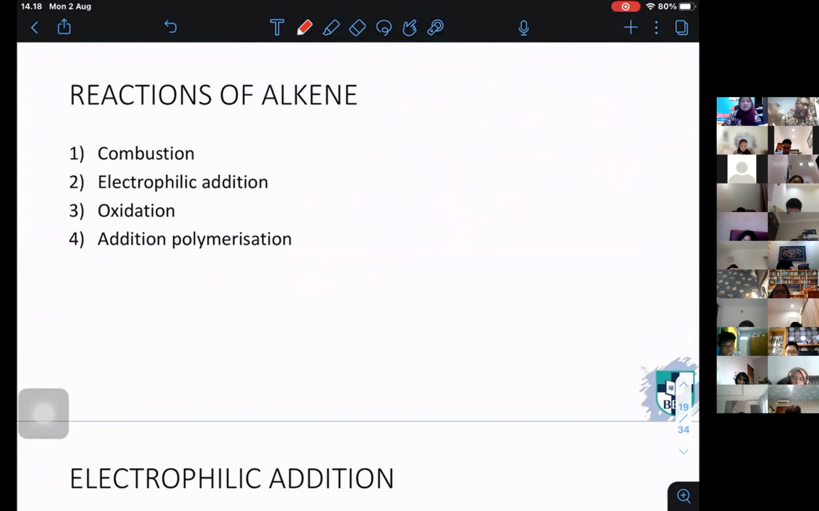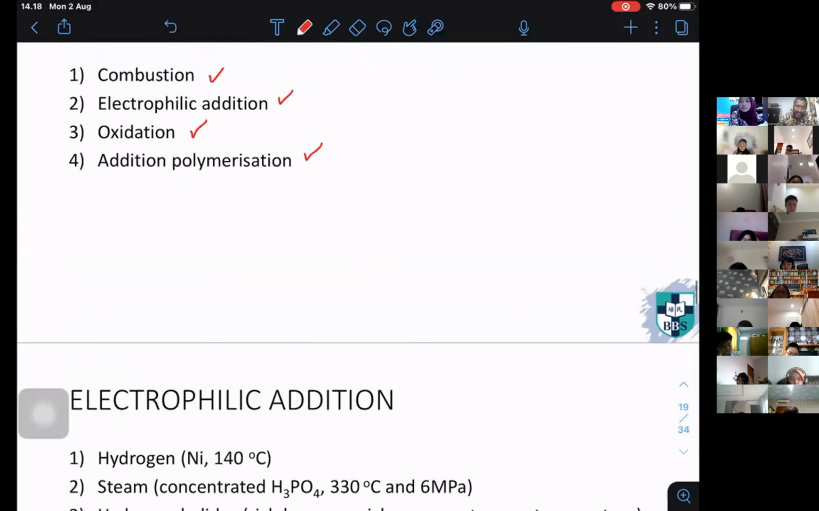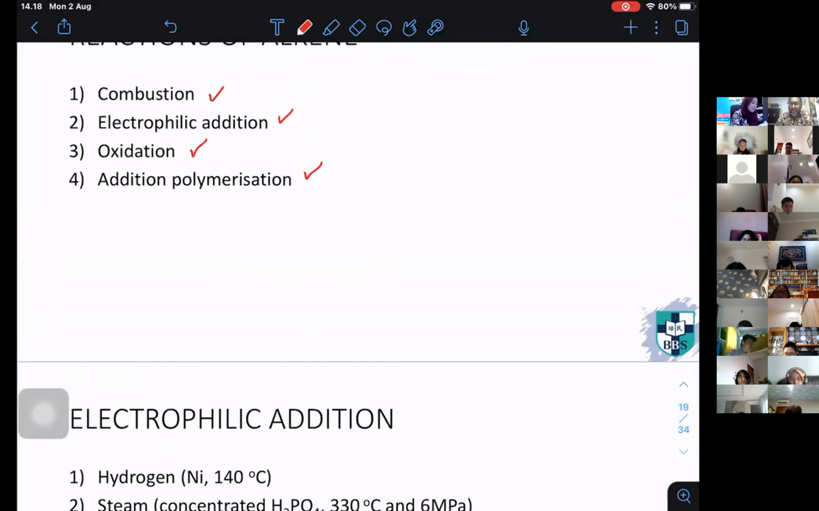For alkane, combustion, and then free radical substitution. But now you are going to have combustion, electrophilic addition, oxidation, and addition polymerization. Now, for combustion, I'm not going to discuss because it's the same thing. It will give you complete combustion and it will also give you incomplete combustion.